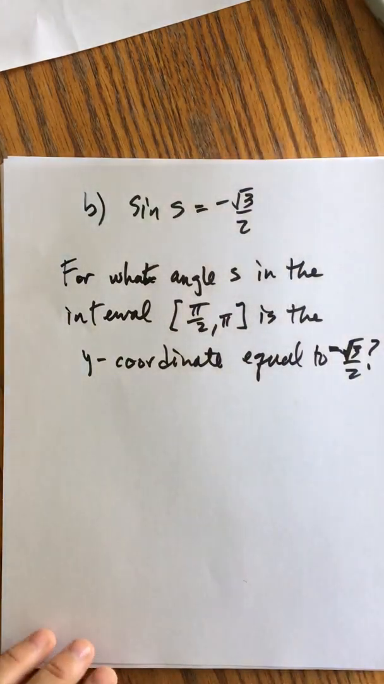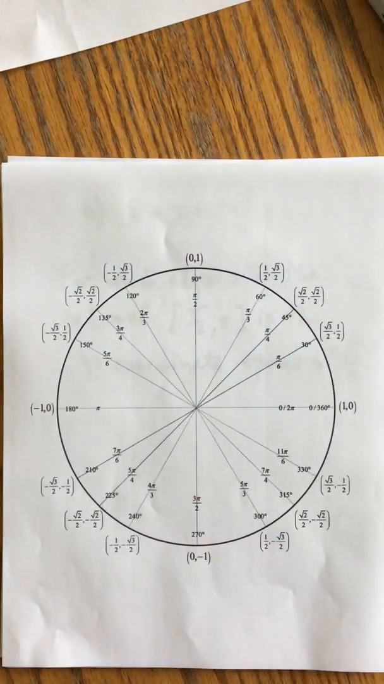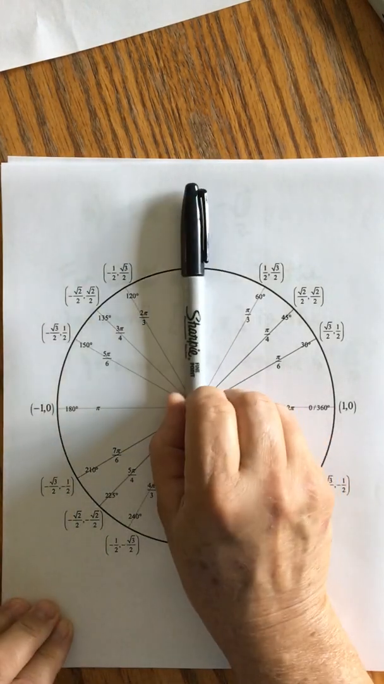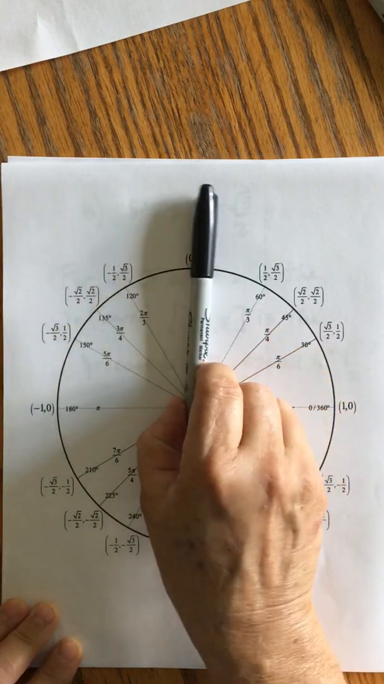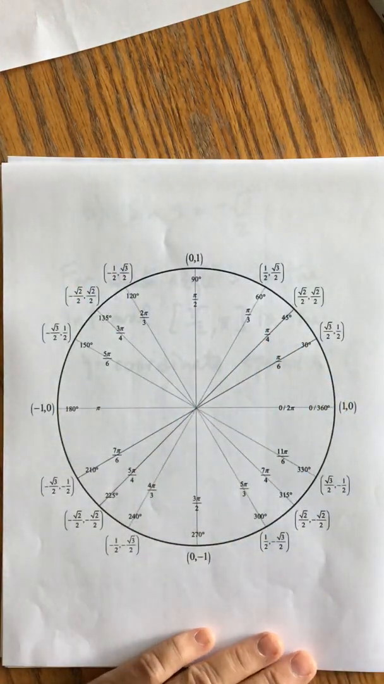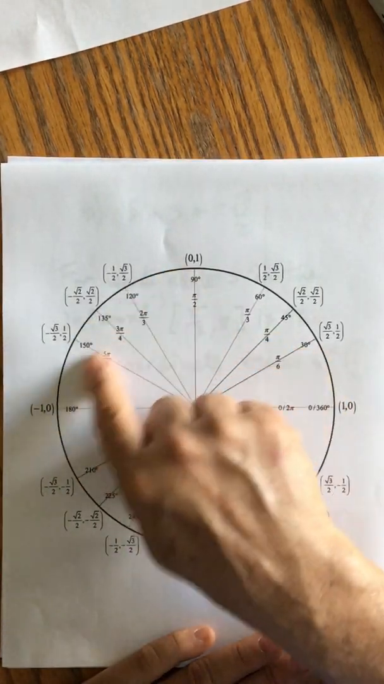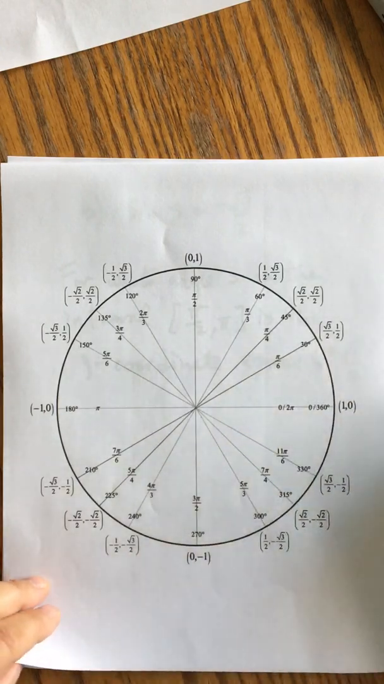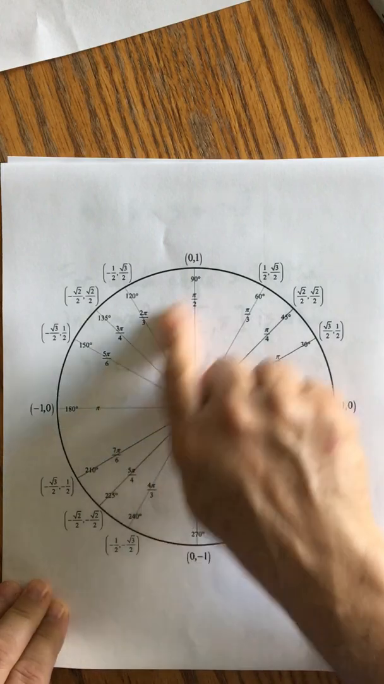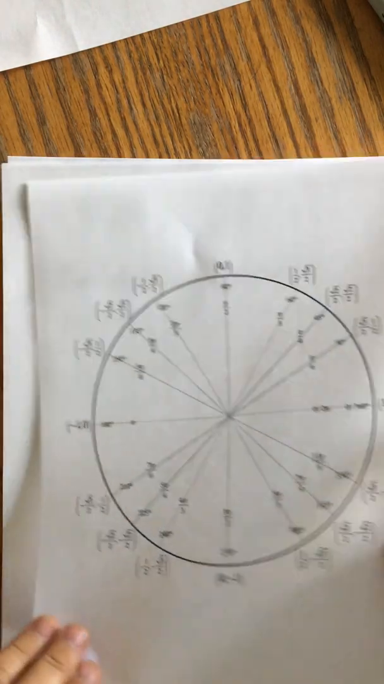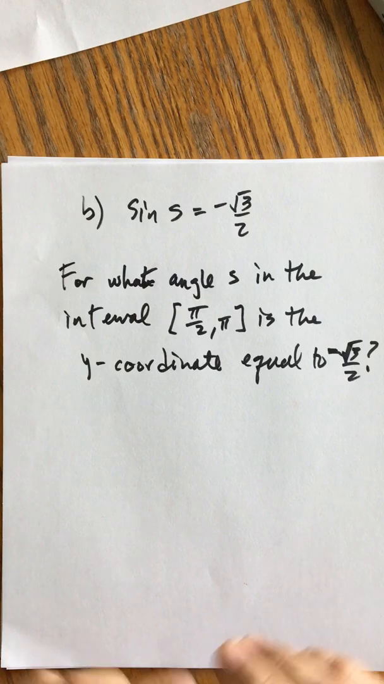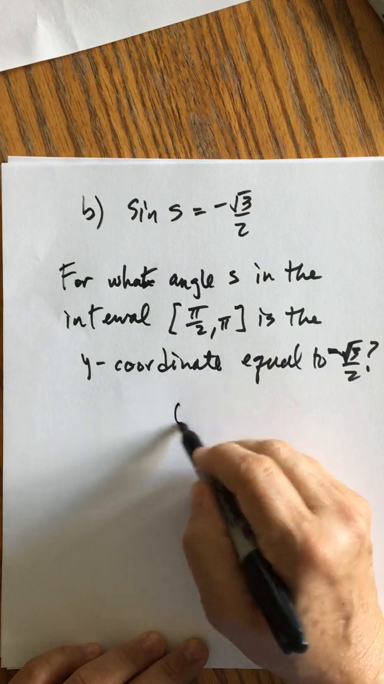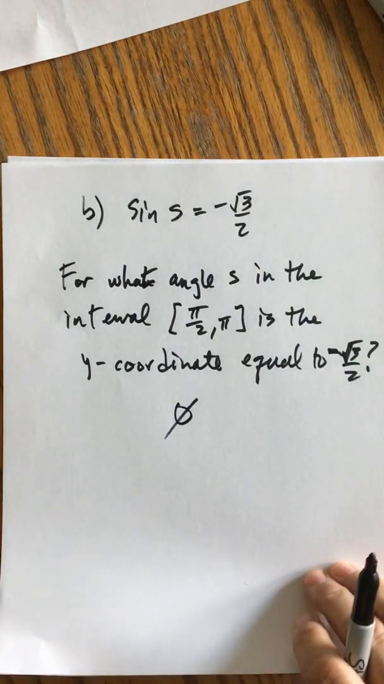So what you do is you look only from pi over 2 to pi. Here's pi over 2, and here's pi, only in this region, basically quadrant 2. And I look for where in quadrant 2 the y-coordinate is negative square root 3 over 2. Well, we know in quadrant 2, all the y-coordinates are positive. So that's not possible. We don't have any place from pi over 2 to pi where the y-coordinate is negative. So we'd say no solution, not possible.